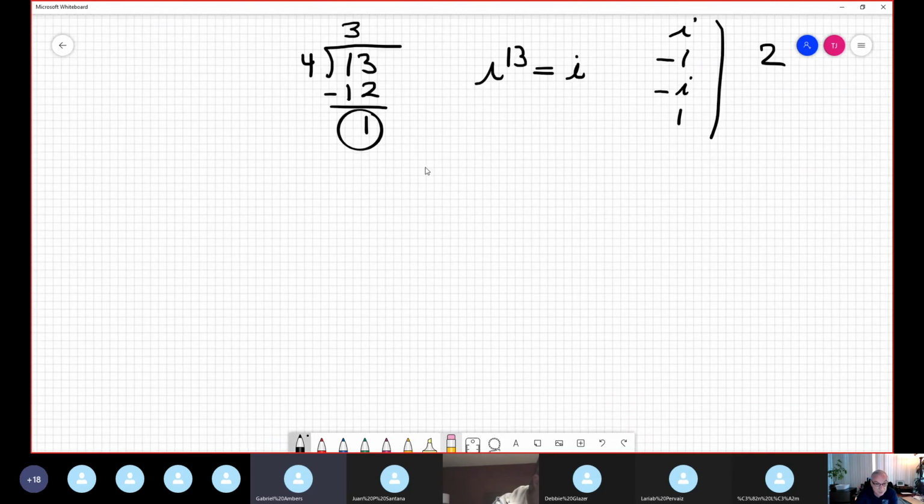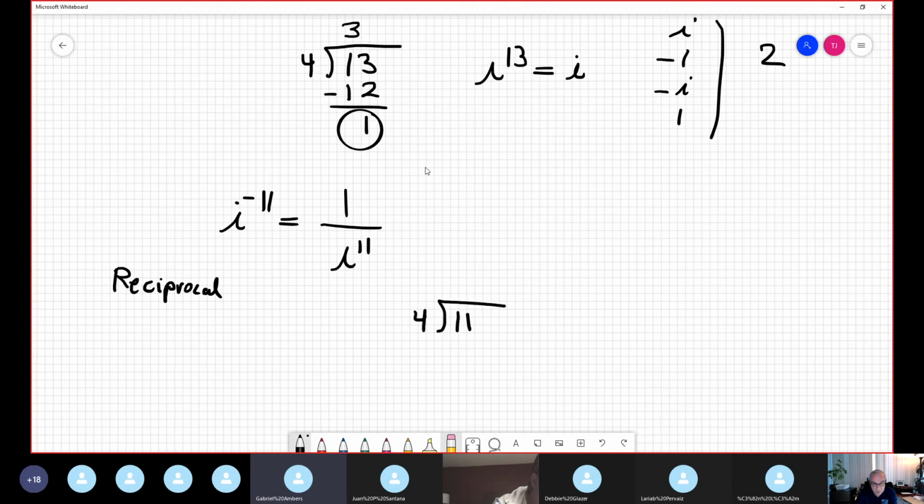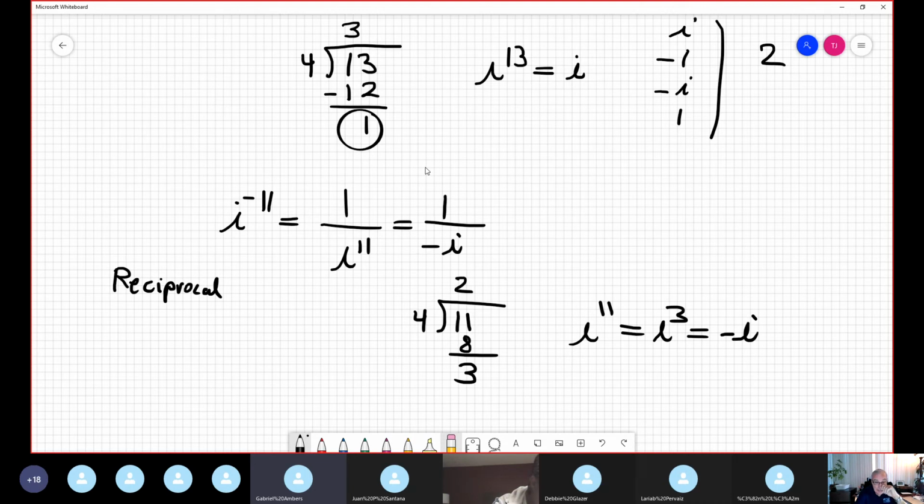i to the negative 11. Let's do it quickly because you know the procedure. You convert to positive. Apply the idea of the reciprocal. Flip it. Now you take 11 divided by 4. It's 2, I guess. 4 times 2 is 8 and the remainder is 3. I take the remainder. I know that i to the 11 is equivalent to i to the cubic power, which is negative i. So I put here 1 over negative i, and leave it like that?